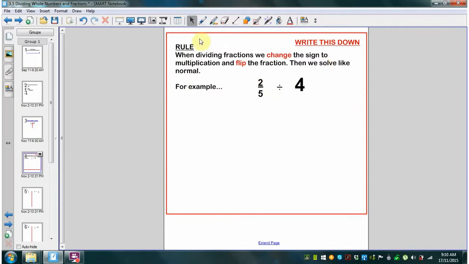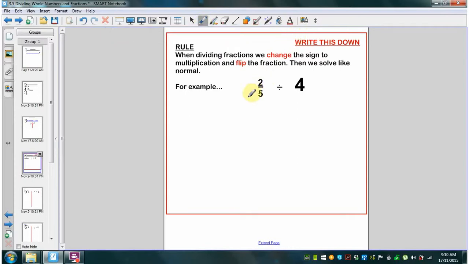Okay, by now you should have this written down, and now I'm going to read it out. It's a rule. When dividing fractions, we change the sign to multiplication and flip the fraction. Then we solve like normal. That's going to make a lot more sense when we do it. So we change the sign, flip the fraction, solve.